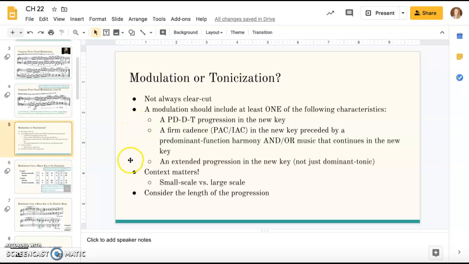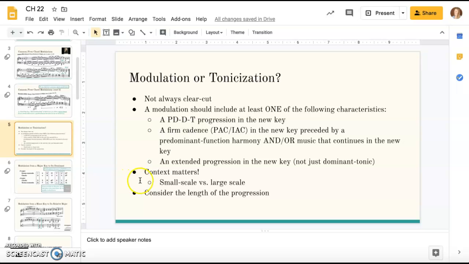So a modulation is a full-on, you've changed keys, and now you're exploring music in that area. A tonicization is just maybe at the cadence itself. You're going 5 of 5 to 5, and you're briefly tonicizing that dominant chord, and now that 5 sounds like 1 because you went 5 of 5, 5, and that sounds like 5, 1 in the new key. A modulation really, really, really explores that new tonal center.